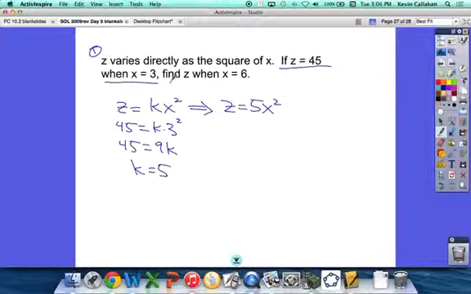And then you get to the third part of the question, which is to answer a question. You know, find z when x is 6. How will you do that? Just plug in x equals 6. Z equals 5 times 6 squared, 6 squared is 36. 5 times 36 is 180.